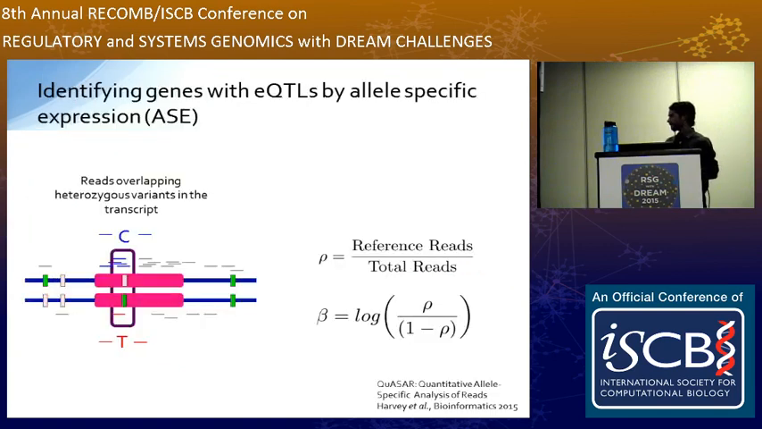Then for heterozygous variants, we can examine rho, which is the proportion of the reference allele over the total reads, and then calculate the log odds of ASC, shown here as the beta. And to do this, we use a method that our lab developed called Quasar.